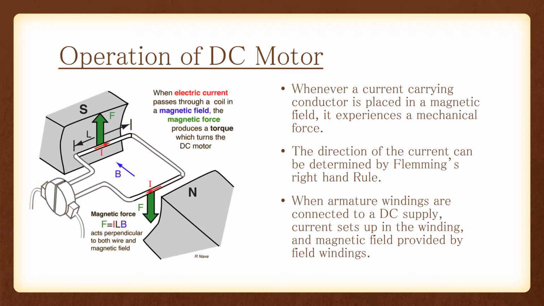Operation of DC motor. Whenever a current-carrying conductor is placed in a magnetic field, it experiences a mechanical force. The direction of the force can be determined by Fleming's left-hand rule. When armature windings are connected to a DC supply, current sets up in the winding and magnetic field provided by field windings. Magnitude is given by F equal BIL, where B equal magnetic flux density, I equal current, L equal length of conductor within the magnetic field.